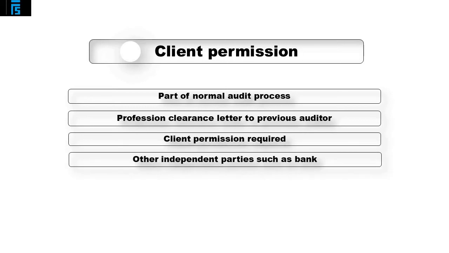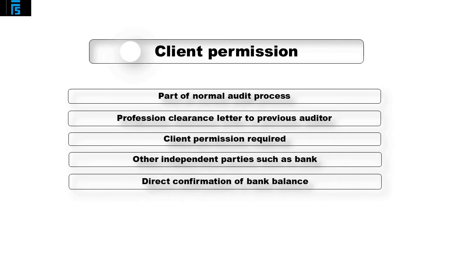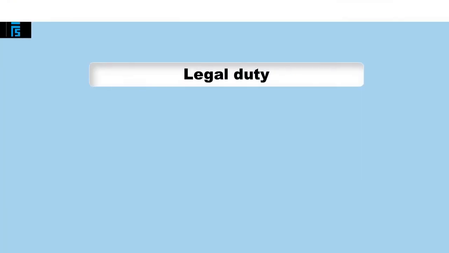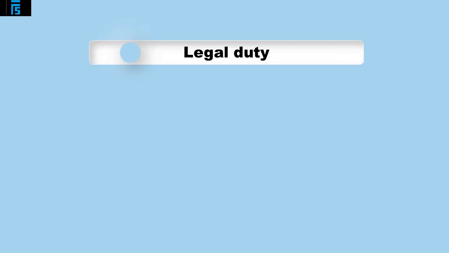Other independent parties may also be approached by the audit firm, including the bank. To confirm the bank balance, the auditors contact the bank asking for a bank report to confirm directly. Again, permission is needed before any contact is made with the bank. There may be a legal duty to disclose information about the client.